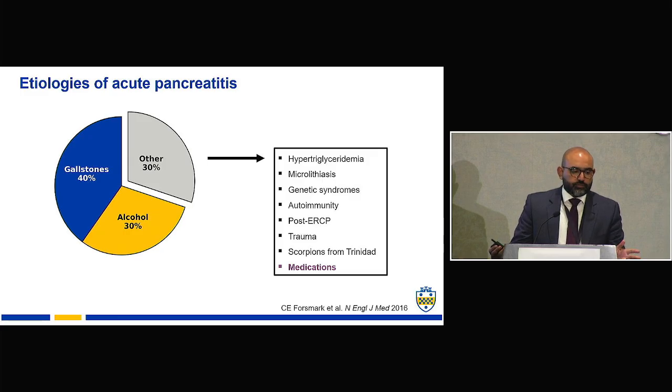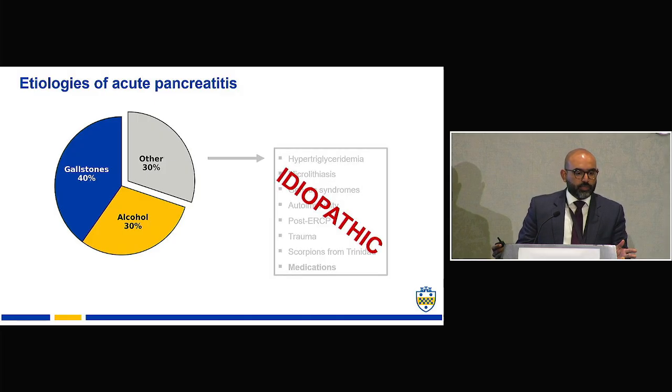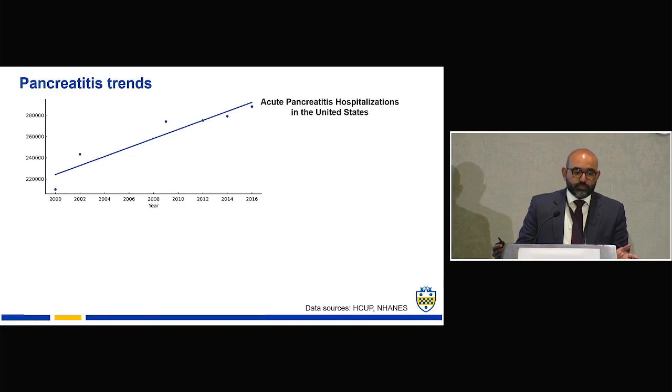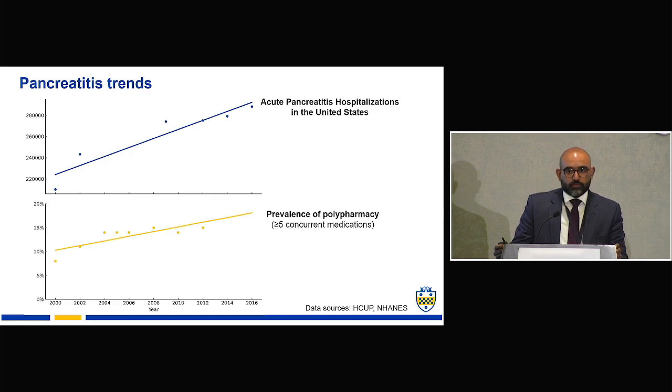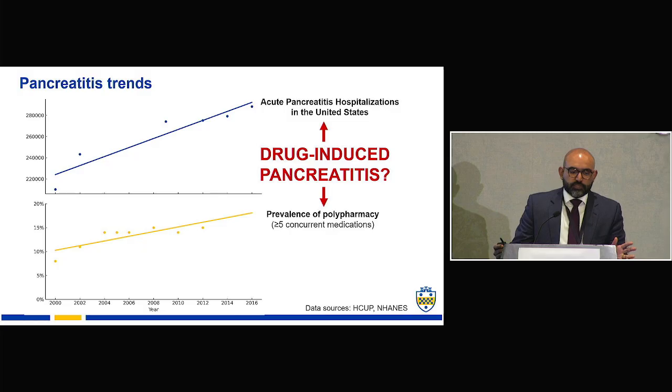For this audience, I don't have to explain what the most common etiologies of acute pancreatitis are, but I will point out that clinically, for non-gallstone, non-alcohol pancreatitis, although there are several potential etiologies, we often label these as idiopathic in the clinical setting. At the same time, we know that for decades, there has been increasing incidence of acute pancreatitis across the entire world. At the same time, the prevalence of polypharmacy and medication use has also been increasing. It would be very naive to suggest that these are 100% related, but because of the striking mirroring of these 2 graphs, it induced our group to study this further.